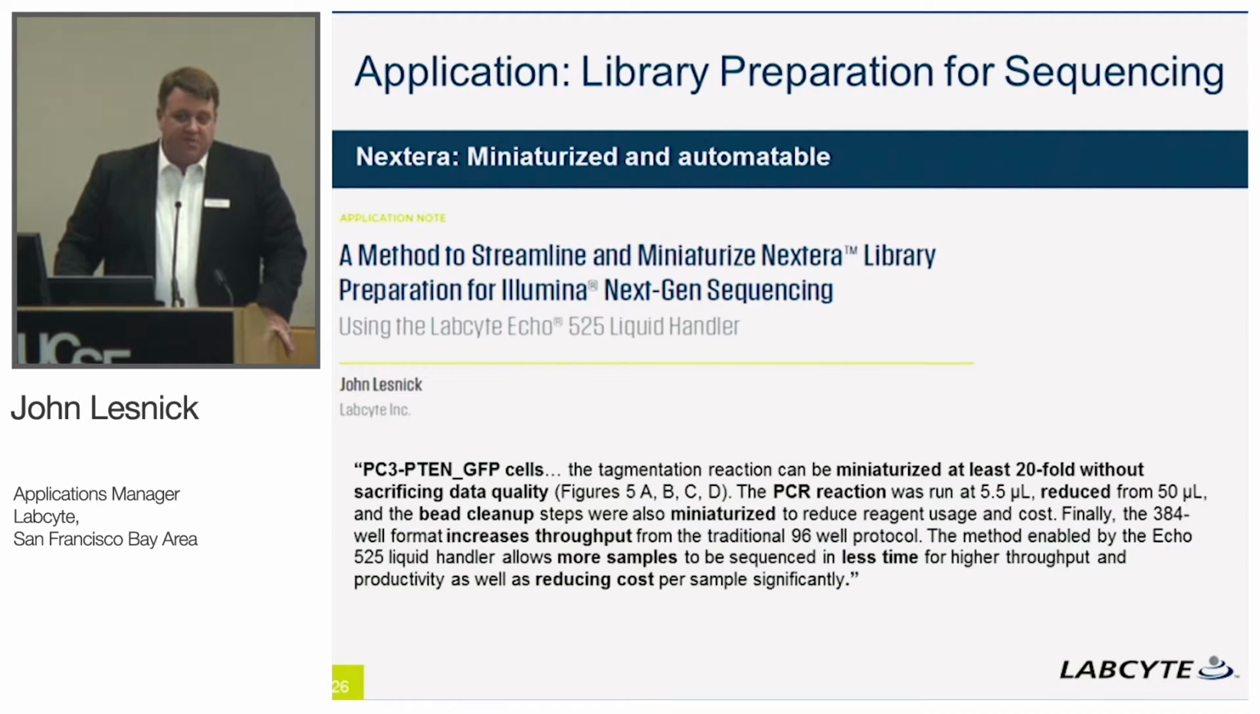We also reduced the PCR reaction, so this was down to 5.5 microliters from whatever you might be running. And we increased the throughput really because we switched it from a 96-well process to a 384-well process. So the higher density is going to enable a little bit higher throughput, fast processing of your samples. All in all, this leads to a reduced cost in your reagents.